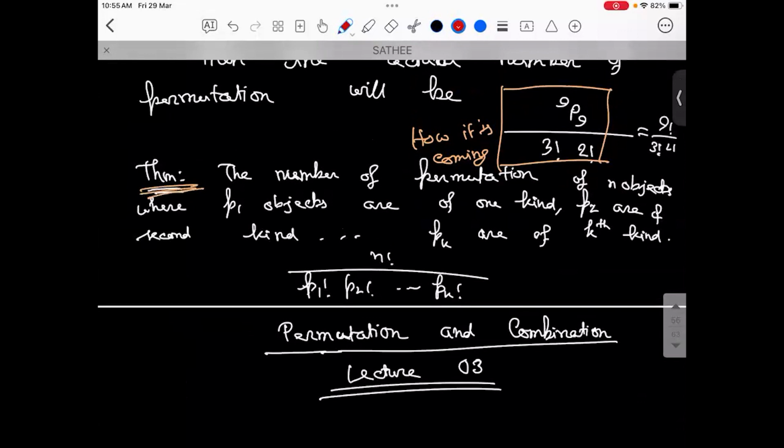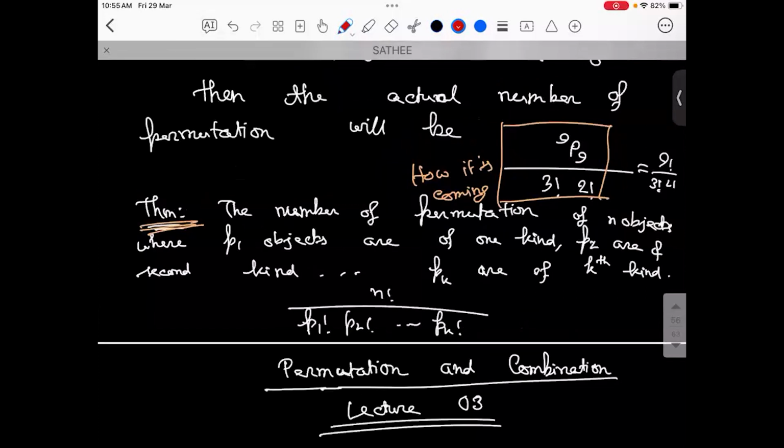So what is the statement of the theorem? The number of permutations of n objects, where p1 objects are of one kind, p2 objects are of a second kind, and so on, up to pk objects of the kth kind, is n factorial divided by p1 factorial, p2 factorial, and so on up to pk factorial.